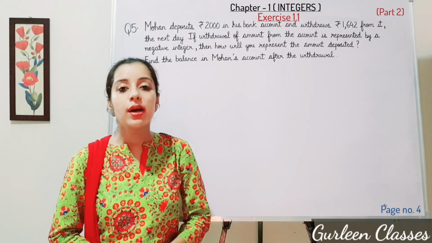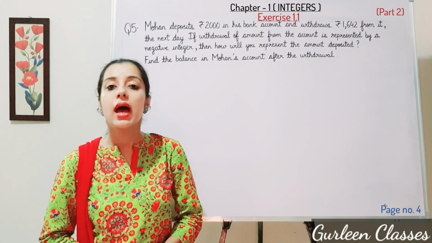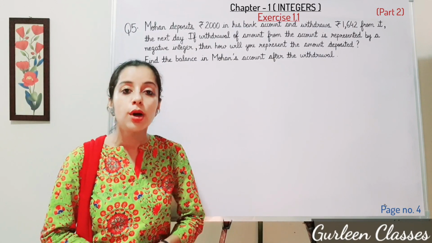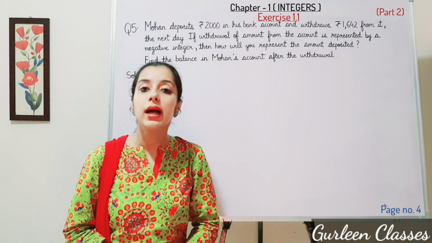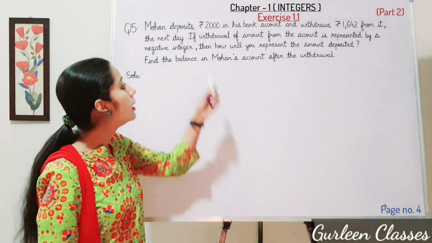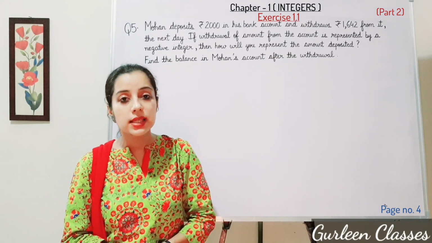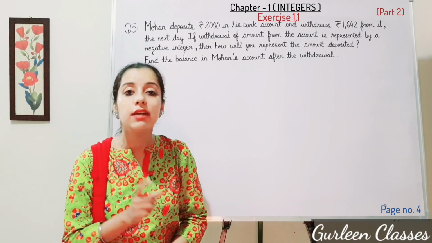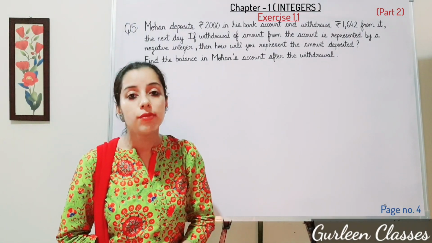Question number 5. Mohan deposits rupees 2000 in his bank account and withdrawal rupees 1642 from it next day. If withdrawal of amount from the account is represented by a negative integer, then how will you represent the amount deposited? So they are saying the amount which we have withdrawn, it is represented by a negative integer. Find the balance in Mohan's account after the withdrawal.